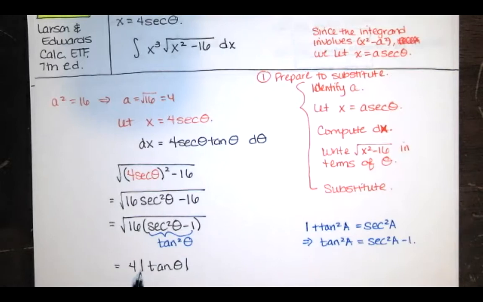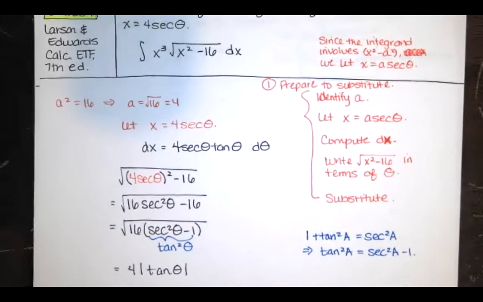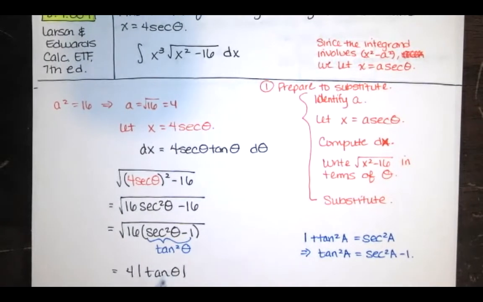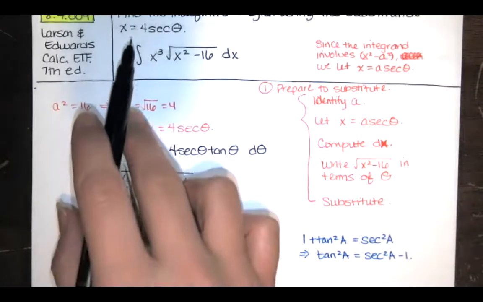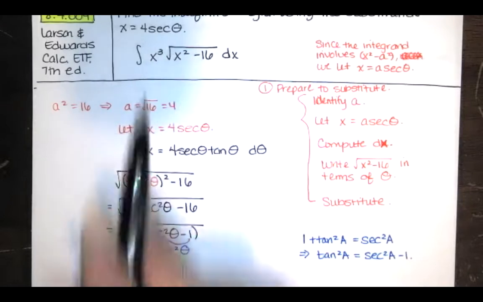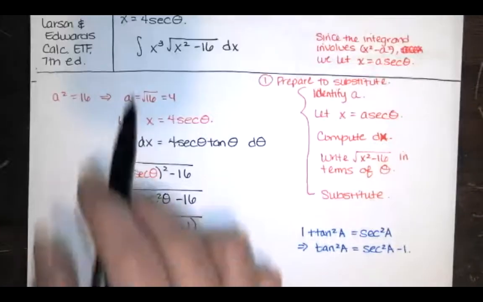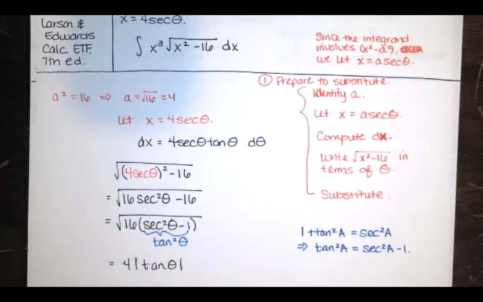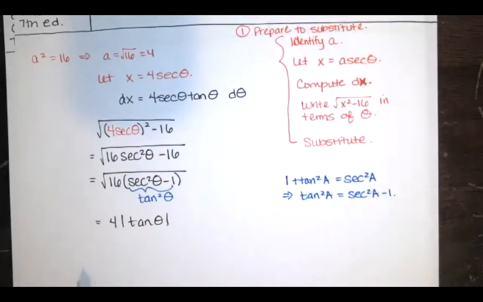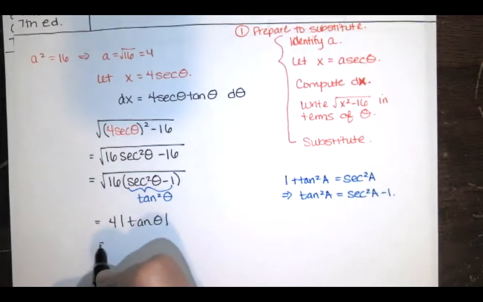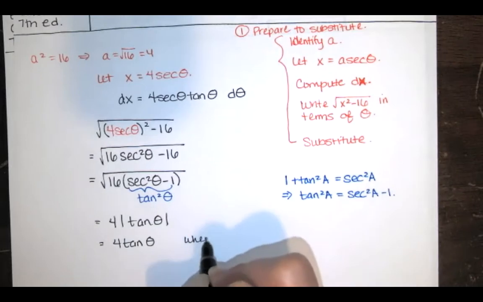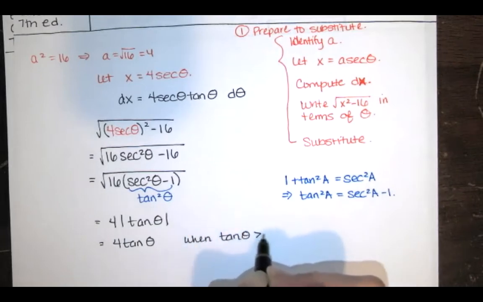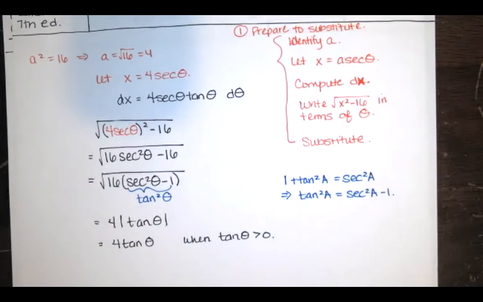But whether that's positive tangent of theta or negative tangent of theta really depends on some domain issues with this function up here. It depends on the values of x for which we're interested in the answer. Since we don't have any x values, since we're just computing an antiderivative, either one will work. So let's just say that this is 4 times tangent of theta when tangent of theta is positive, and then we'll use that in our substitution.